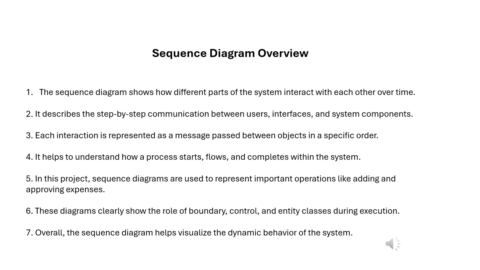Now I will move to the sequence diagram section. A sequence diagram shows how different parts of the system interact over time. It describes the step-by-step communication between users, interface objects, and system components. Each interaction is represented as a message passed between objects in a specific order. This helps us understand how a process begins, how it flows, and how it finishes.